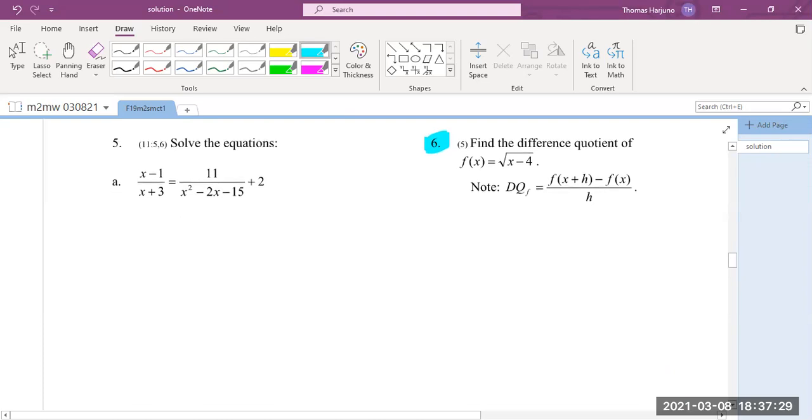Number 5, solve this equation. Let me give you 4 minutes for this. I will be back at 10:41. Yeah, try it. You factor this first and then multiply by the LCD.